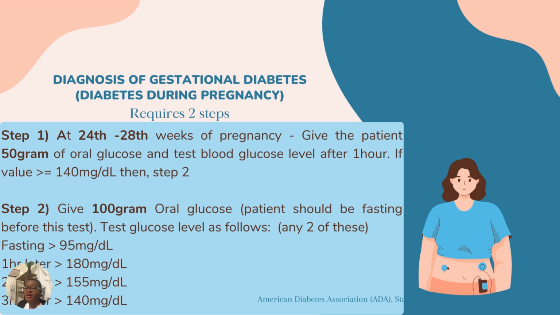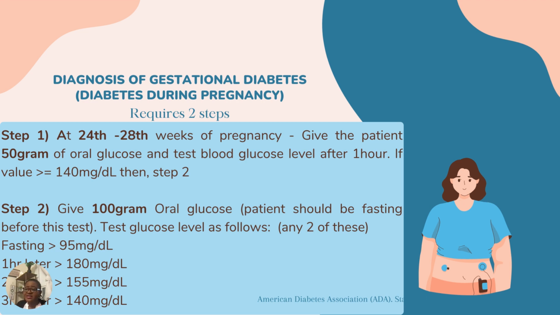But if you're not high risk, or if you don't have this risk factor before becoming pregnant, then gestational diabetes tests can be conducted between 24 to 28 weeks of pregnancy.